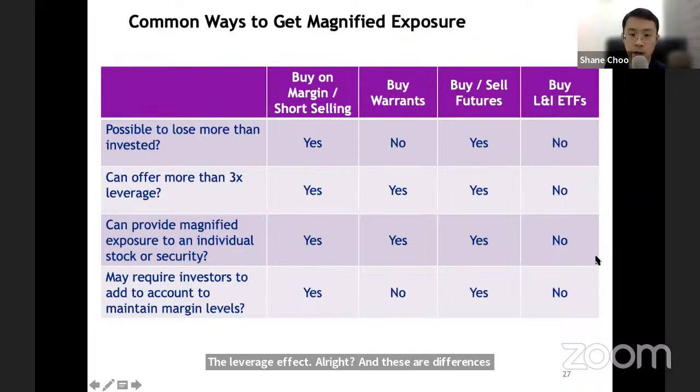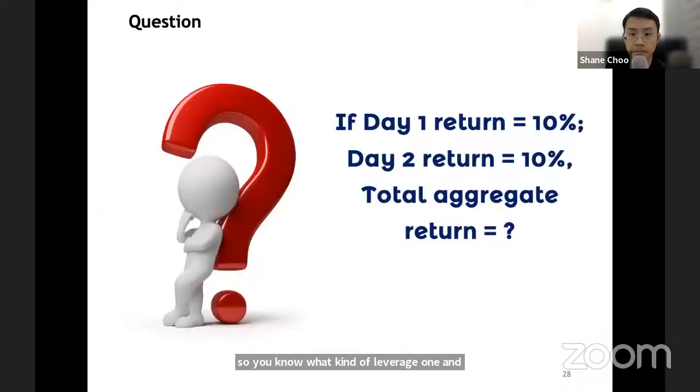So you know what kind of leverage you want, and would you want to take more risks than you're supposed to? So here's a question. Let's say an index return, day 1 return 10%, day 2 return 10%. What would be the total aggregate return of the ETF? Okay, take a guess. Can you please type in the chat box if you know? Can you have any guess?